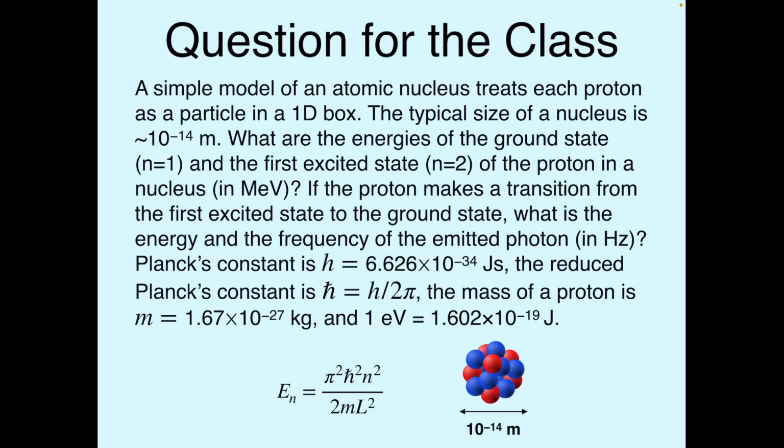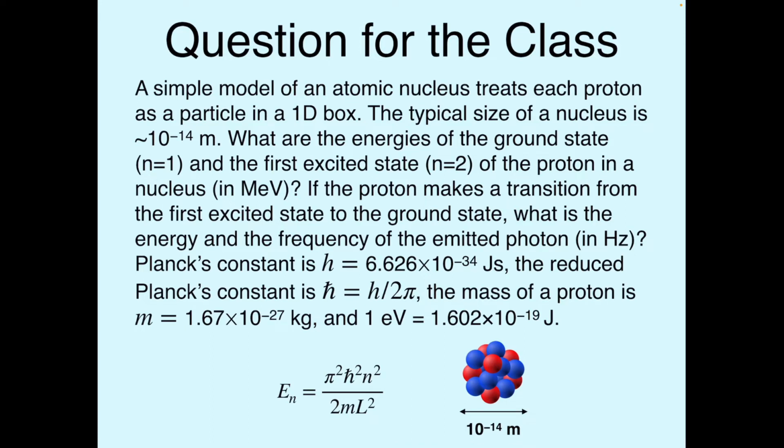So let's take a look at an example here. A simple model of an atomic nucleus treats each proton as a particle in a 1D box. The typical size of a nucleus is about 10 to the minus 14 meters. So the picture we should have in our minds is this. The proton is free to move around within the nucleus, but it can't go outside of the nucleus. And the length of that region that it's confined to is 10 to the minus 14 meters.